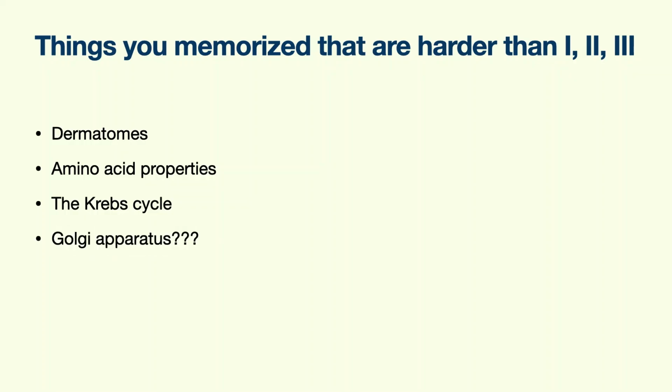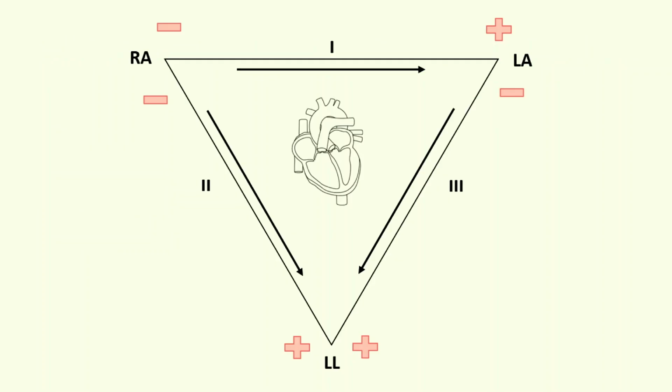I have no idea. But you memorize that, and you can memorize leads 1, 2, and 3, which you need to do to understand ECG. So again, lead 1, right arm to left arm. Lead 2, right arm to left leg. And lead 3, left arm to left leg. This defines the frontal plane.